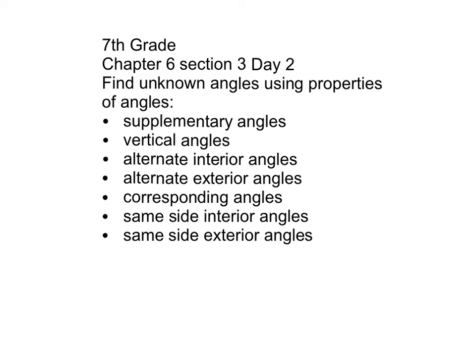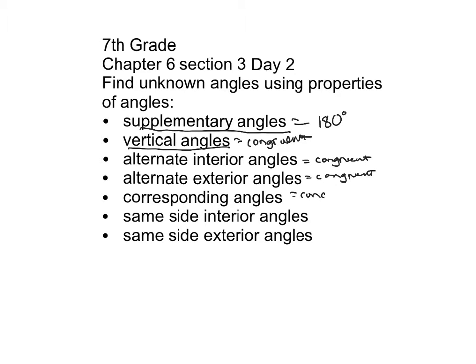So you have to know what supplementary angles are. Supplementary angles are angles that add up to 180 degrees. You know that, right? Vertical angles are congruent, which means they're the same angle measure. Alternate interior angles are congruent. Alternate exterior angles are congruent. Corresponding angles are congruent. Same side interior angles add up to 180 degrees. Same side exterior angles add up to 180 degrees.